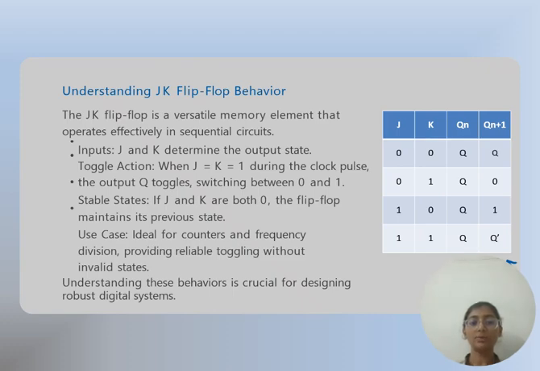The output Q toggles, switching between 0 and 1. Stable states: if J and K are both 0, the flip-flop maintains its previous state. Use case: ideal for counters and frequency division, providing reliable toggling without invalid states.